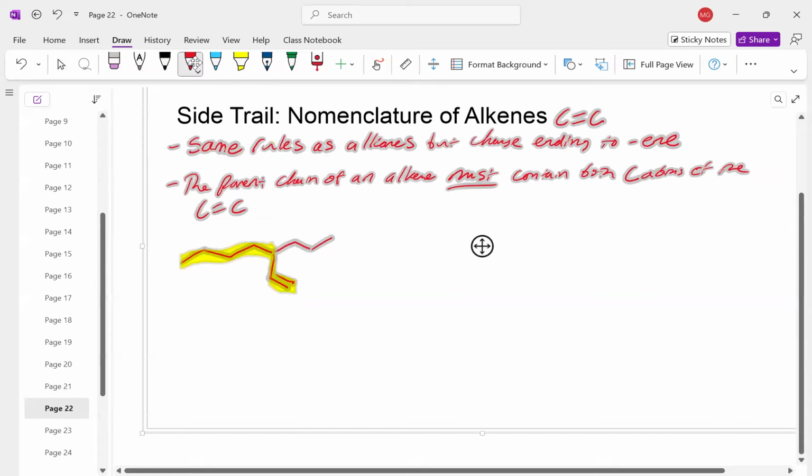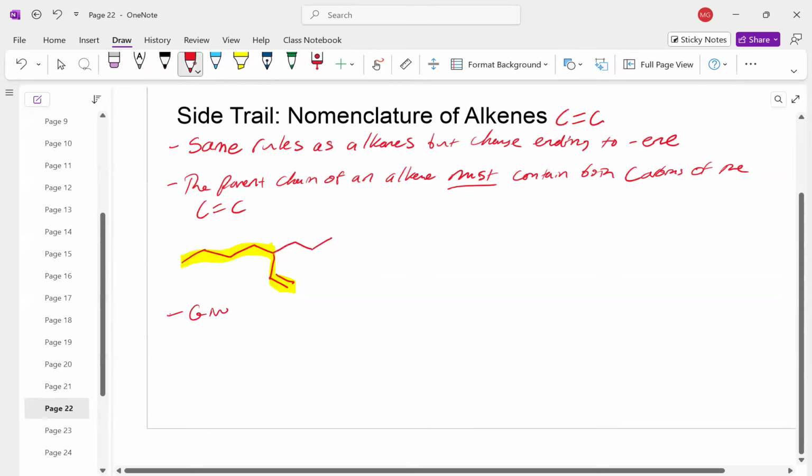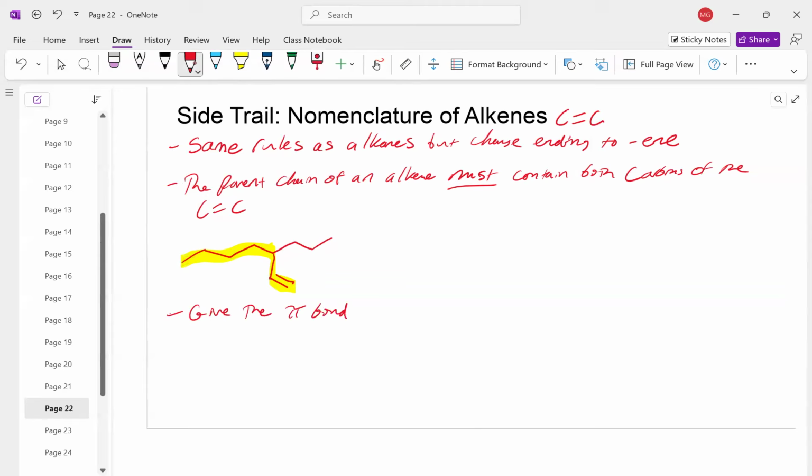And then once we find that, we give the pi bond, the carbon-carbon double bond, the lowest possible numbers, despite where the alkyl substituents are at.